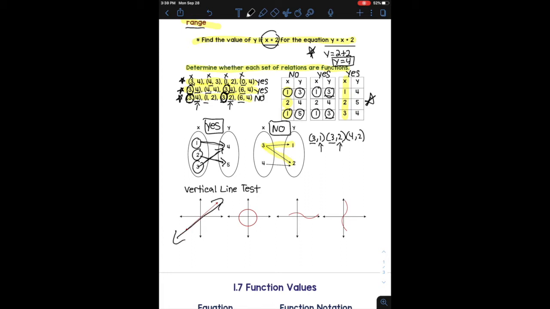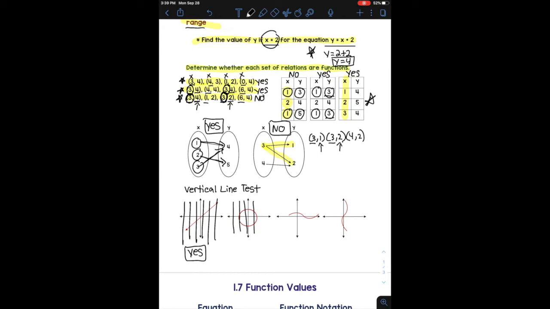So for example, our first graph, our line that is increasing, our red line in the first graph, if I draw a vertical line anywhere on this coordinate plane, will it ever cross the graph or that red line more than once? No, it would not. So yes, this is a function. If it were to cross that line twice, then we would say no, it is not.